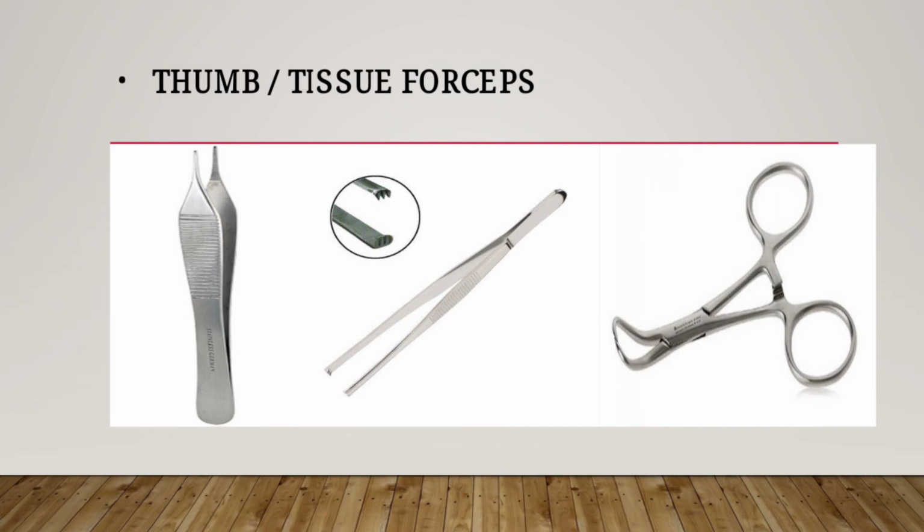This is another type of the tissue forceps, that is thumb tissue forceps. Thumb tissue forceps may be plain or may be toothed. Number one is Adson thumb forceps. The second one is rat toothed thumb forceps. And the last one is the towel clamp, which is used for swabbing or scrubbing the area, or sometimes taking the swabs or the cottons.